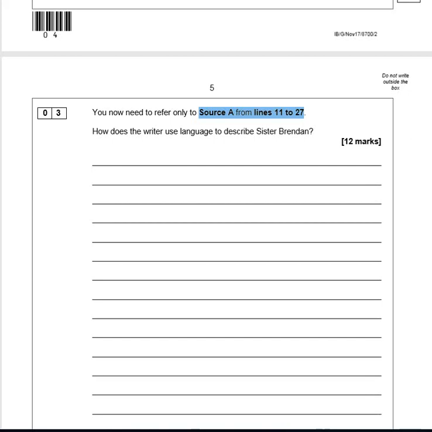In paper 1, we get example bullet points: you could talk about, you could include. This one, we don't get any hints. How does the writer use language to describe Sister Brendan? We're not getting the help that we get in paper 1. But we know our language techniques.